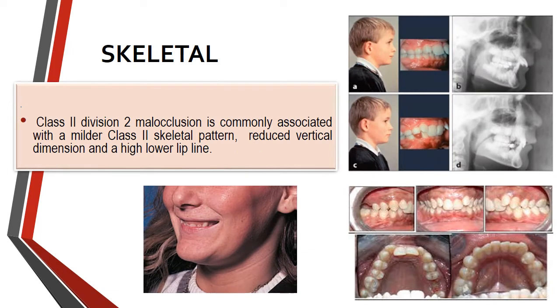For the Class II Division 2 malocclusion, it is commonly associated with a milder degree of a Class II skeletal pattern and a reduced vertical dimension with a high lower labial lip line. So the Class II skeletal relationship and the reduced vertical dimension result in the absence of the occlusal stop to the lower incisors. So they are going to continue to erupt, leading to an increase in the overbite that is usually associated with the Class II Division 2 malocclusion.